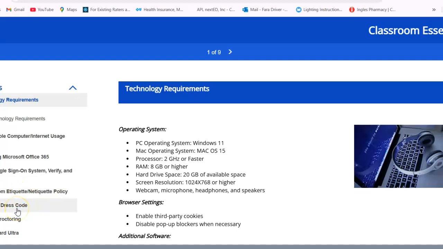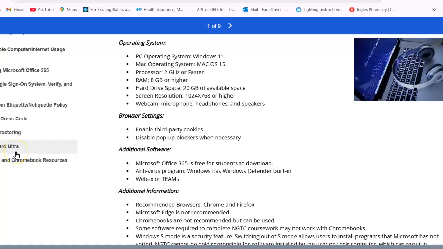Campus dress code, not really relevant for us because for the most part, you're going to be doing this on your own. So enjoy wearing your pajamas if you want to. More information on Blackboard Ultra and where to find things, and then Mac and Chromebook resources.